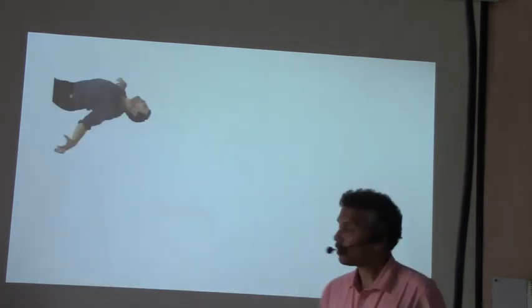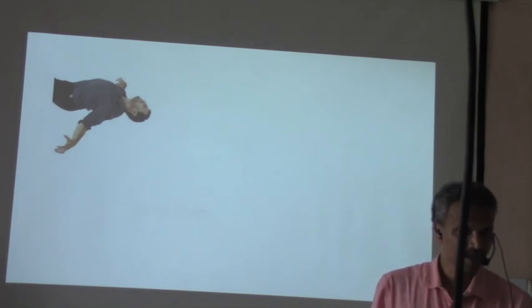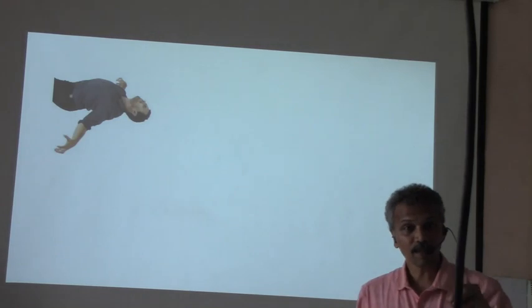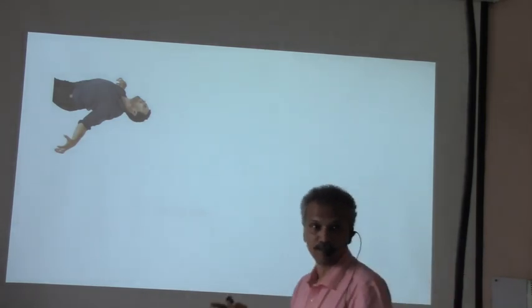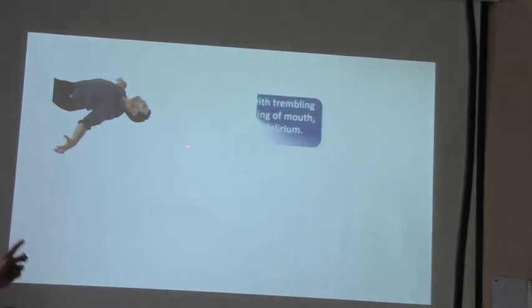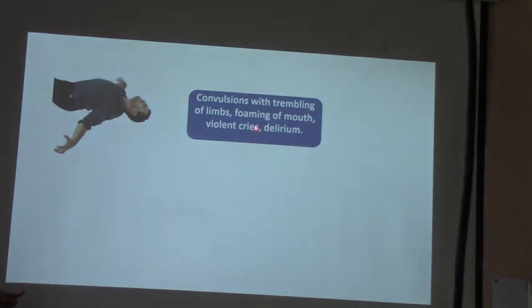And though we were talking of Crotalus being a hemotoxin, I also told you Crotalus has a little amount of neurotoxin also. So what you see here is that it's a very important remedy for convulsions. Convulsions with trembling of limbs, there is froth coming from the mouth, the patient cries very violently and the patient will be in a delirious state.